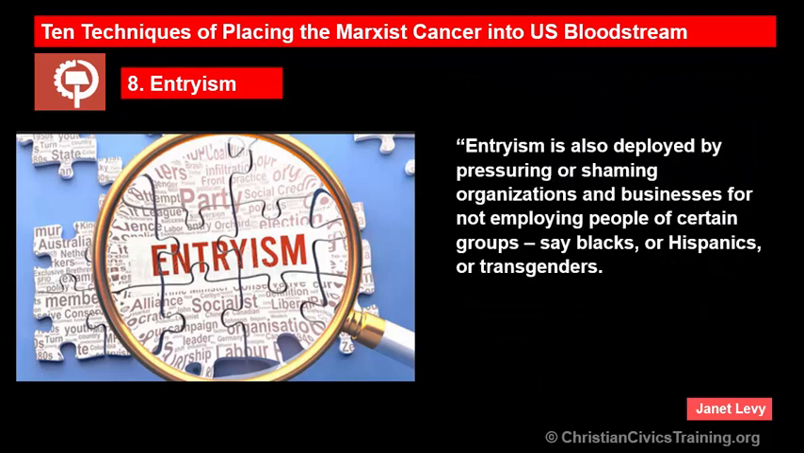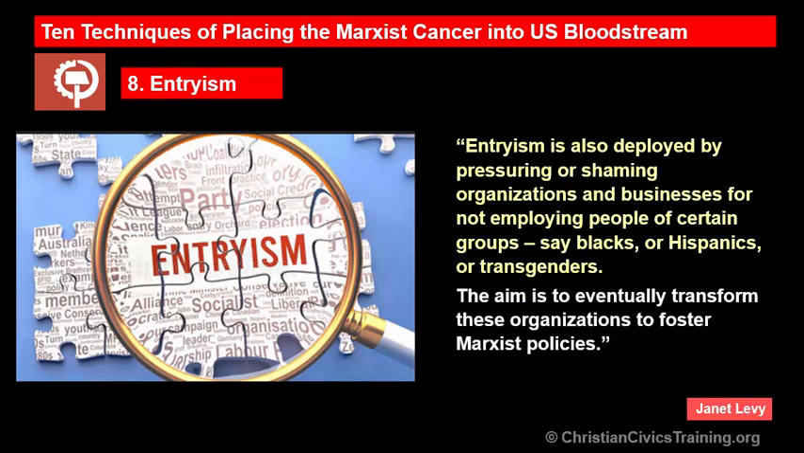Entryism is also deployed by pressuring or shaming organizations and businesses for not employing people of certain groups, say blacks or Hispanics or transgenders. The aim is to eventually transform these organizations to foster Marxist policies.